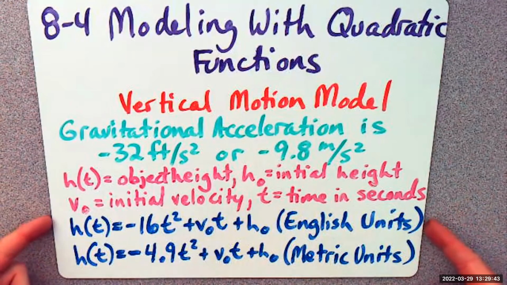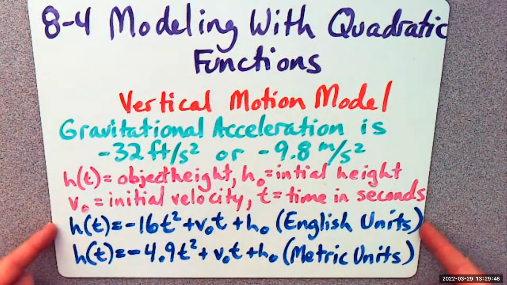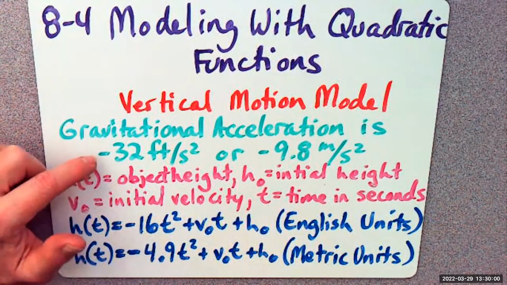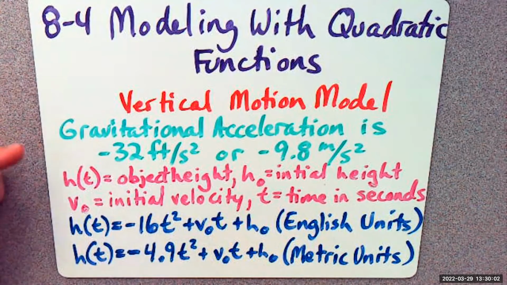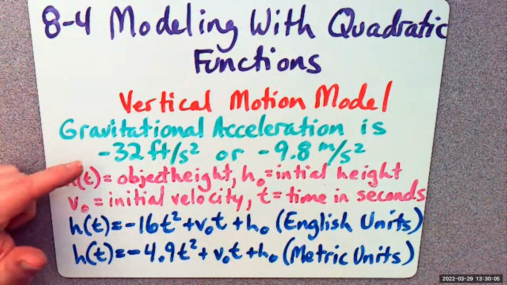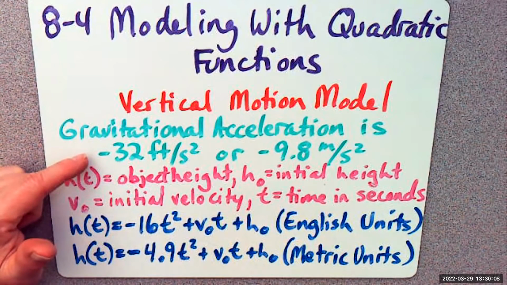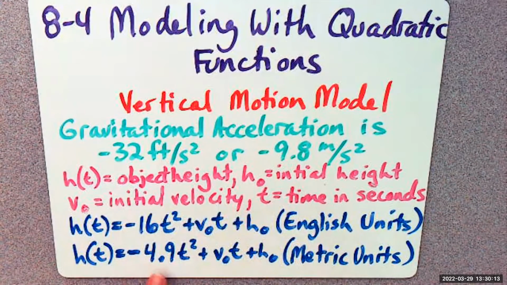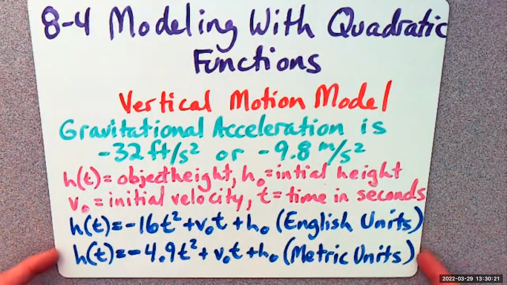So our English unit equation for vertical motion will be h of t equals negative 16t squared plus v naught t plus h naught. The reason why this is negative 16 and not negative 32 is there's a 1/2 times acceleration. So half of this acceleration is negative 16. And half of this acceleration would be negative 4.9 t squared plus v naught t plus h naught. So that would be the metric equation for this.